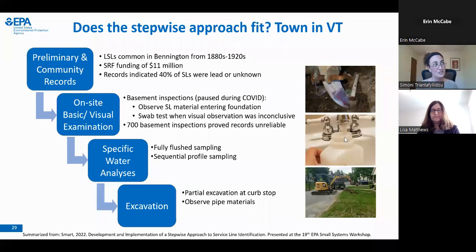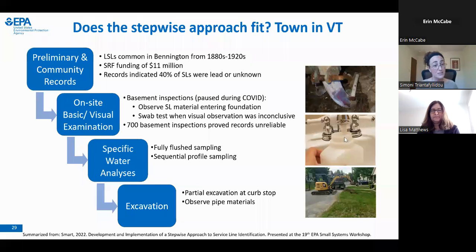They were fortunate to receive state revolving funds to be able to conduct their inventory, and their initial records review indicated 40% of the service lines were lead or unknown. They then went to perform on-site basic visual examinations in the basement to observe service line materials entering the foundation, and potentially perform a swab test if the visual observation was not conclusive.